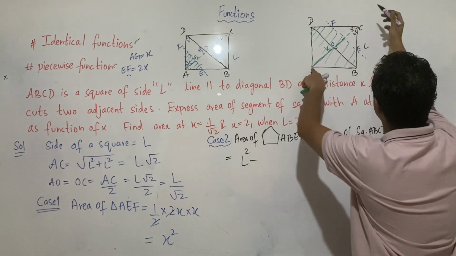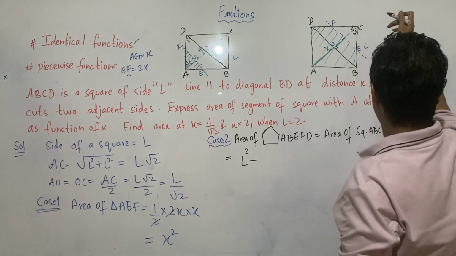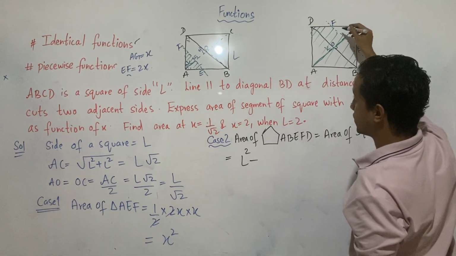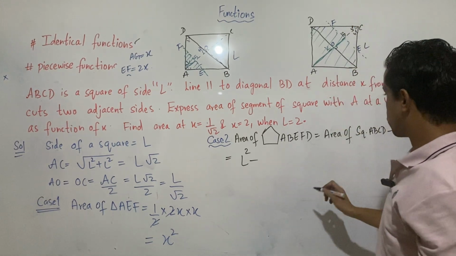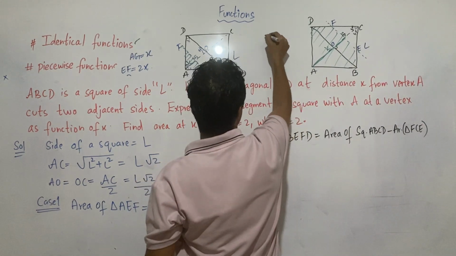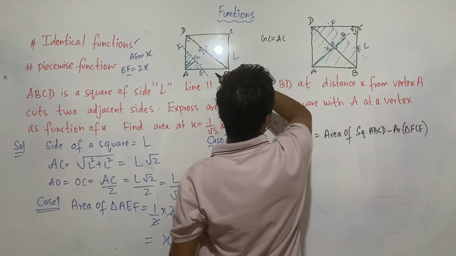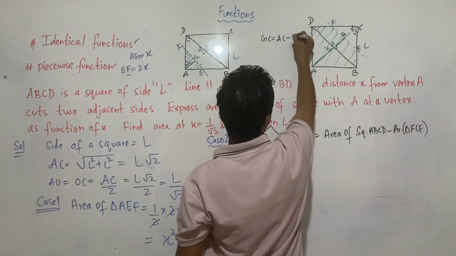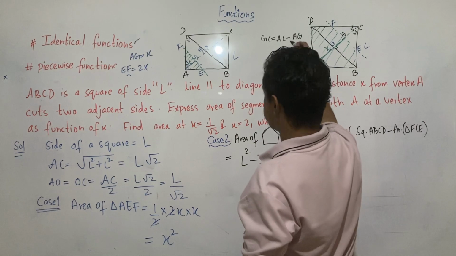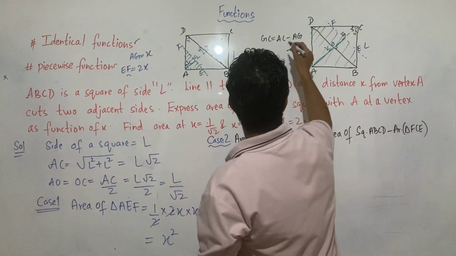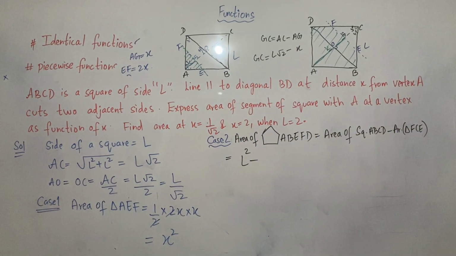Now see here, I need to find this, let's say this is point G, right? This is point G. So I need to find this GC. Here, GC, can I say GC is going to be your AC minus AG, right? AC minus AG. AG, I know it is X. And what is AC? AC is L root 2. So my GC is going to be L root 2 minus X, right?